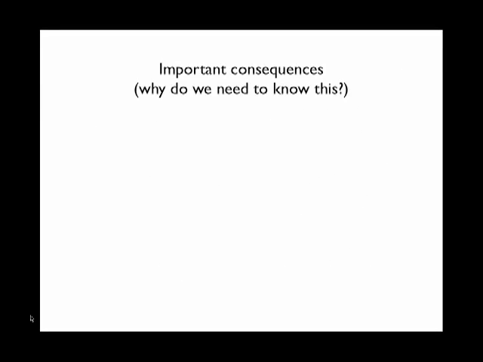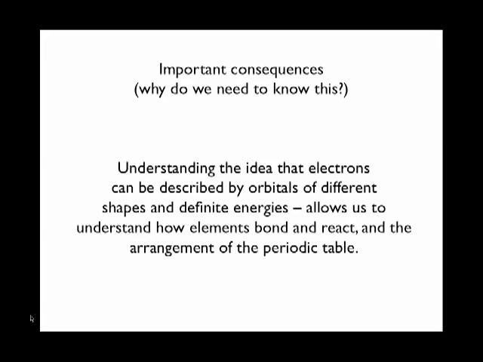So the question remains, why do we need to know this? What's the use of having all these quantum numbers? And how can we use them? Well, we use them to understand the idea that electrons can be described by orbitals of different shapes and definite energies. These ideas allow us to understand how elements bond and react, and they also allow us to understand the arrangement of the periodic table, as we'll see shortly.